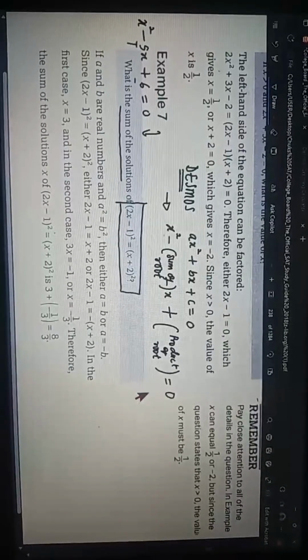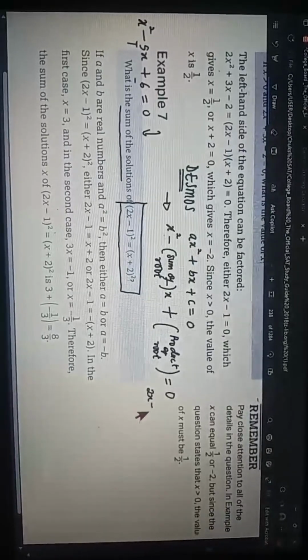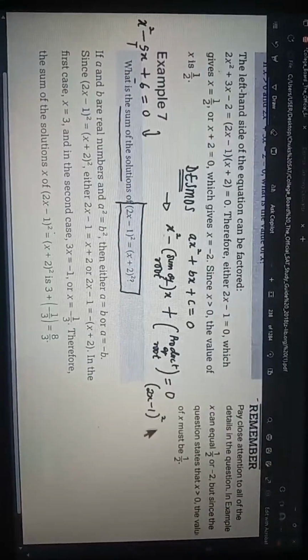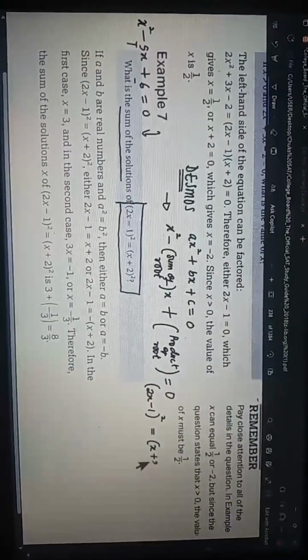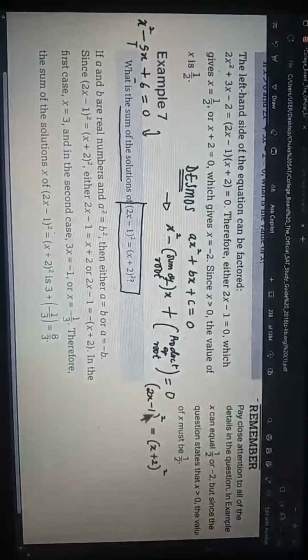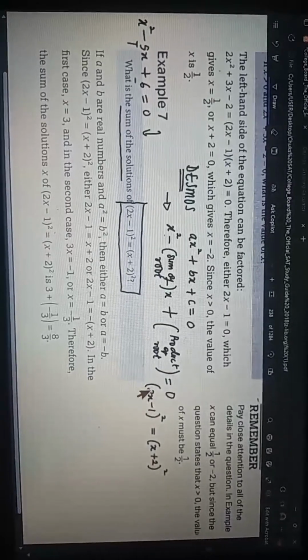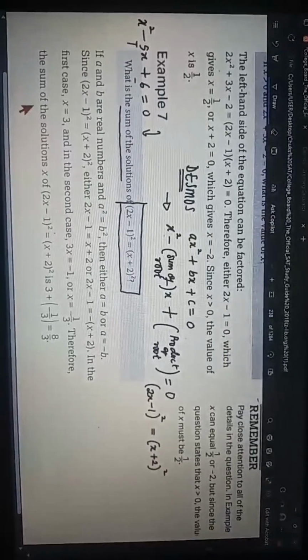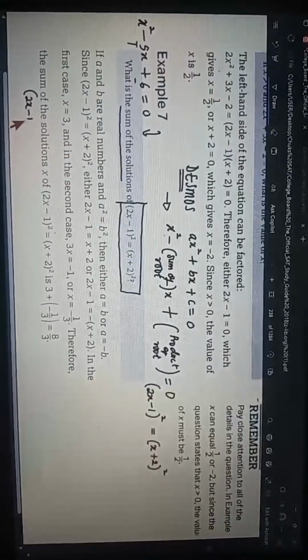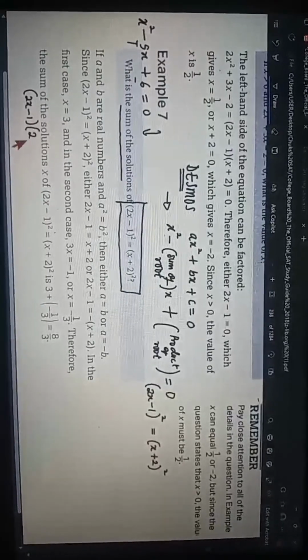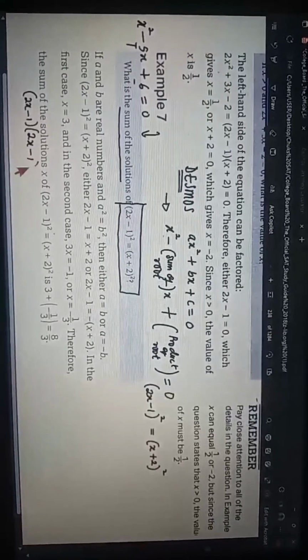So we have 2x minus 1 all squared is equal to x plus 2 all squared. Of course, you should know how to expand this, guys. Expanding this guy, you can just FOIL it up. That is 2x minus 1 times 2x minus 1. That's how to expand, okay?